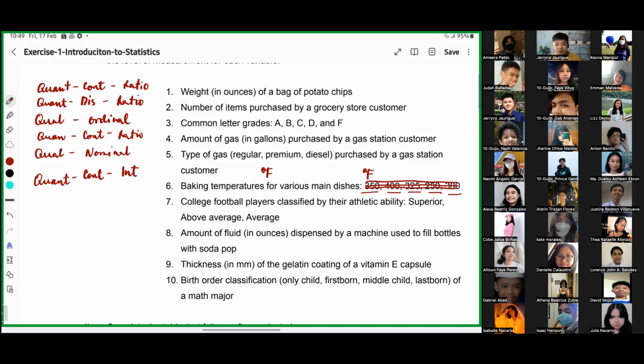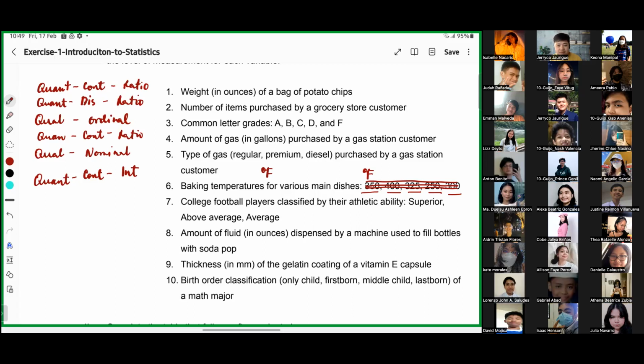Alright. Other questions before we ask Julia who will answer next? Sir, si Kate Morales po. Wait lang. Bago si Kate Morales, let's have Isabel. Go, Isabel. Hi po, sir. Kapag may temperature po sa question, automatically interval po yun. Kapag Celsius or Fahrenheit po. Yeah. Pero once na maging Kelvin na siya, it will become ratio. Okay po. Thank you. Alright.